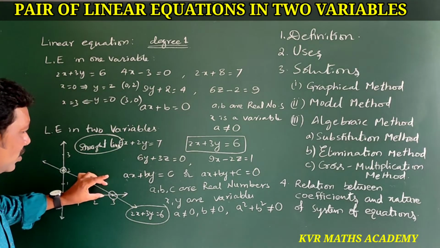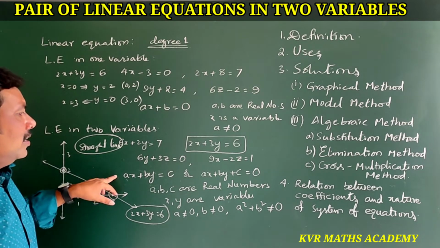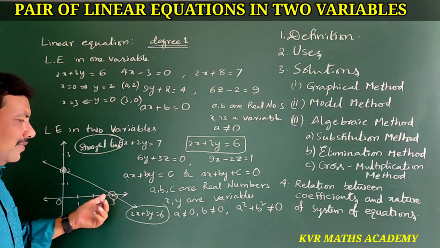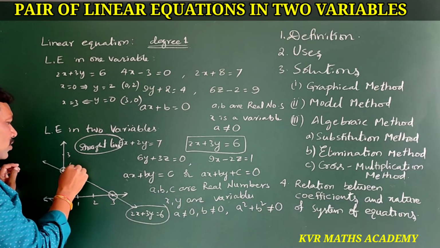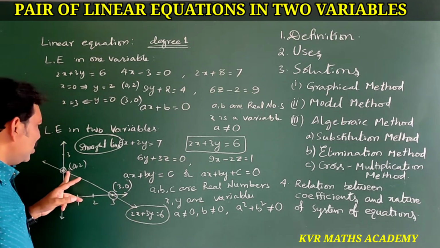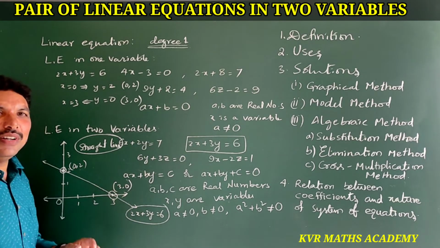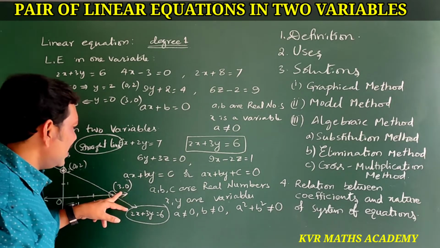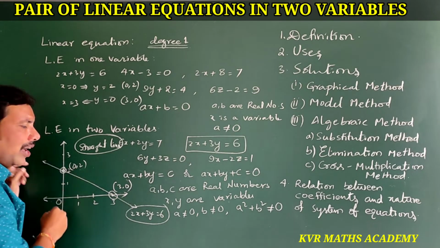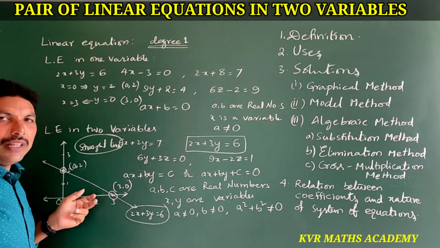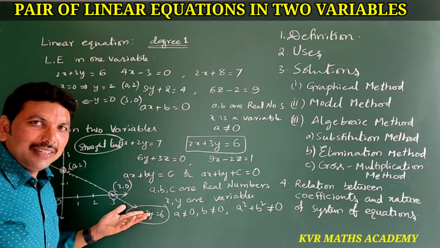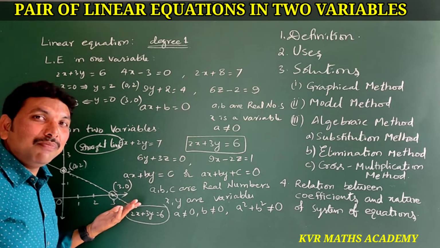Yes. Next, how many solutions will there be to the linear equation in two variables? Look here. (0, 2) is one solution and (3, 0) is another solution, right? Yes. So this point is on the line and this point is also on the line. So how many points will be on the line? An infinite number of points are on the line.